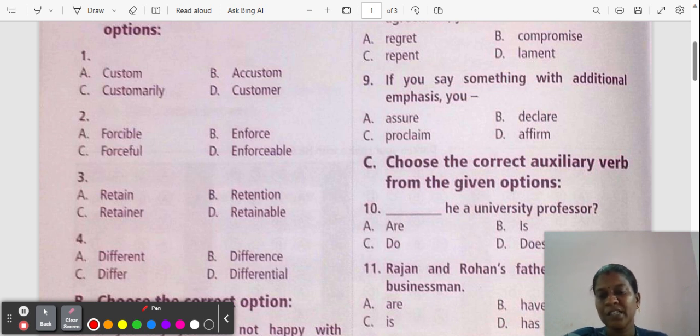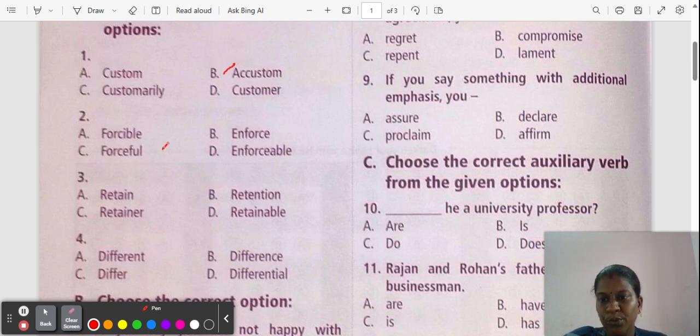Option C, customarily, is an adverb, describing how something is done. Then option D is customer, a person who purchases something from the owner. So customer is a noun. So here the correct answer is accustomed, option B.